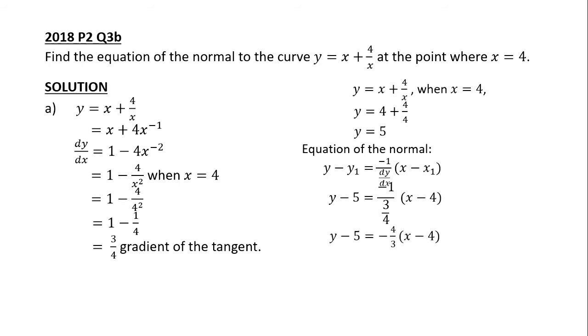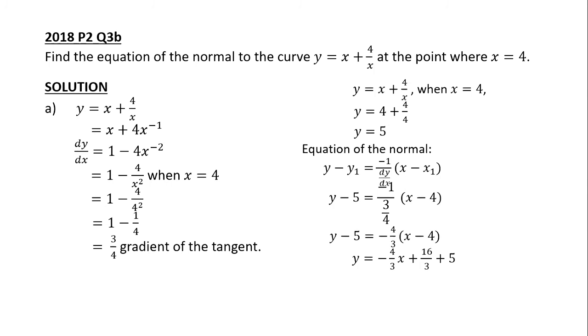So from there, we'll expand. Negative 4 over 3 times x will give us negative 4 over 3 x. Negative 4 over 3 times a negative 4 will give us a positive 16 over 3. We'll move the negative 5 from the left to the right. It will become a positive. It will look like that. We'll solve 16 over 3 and a positive 5. Since they are like terms, they can be simplified as a fraction.